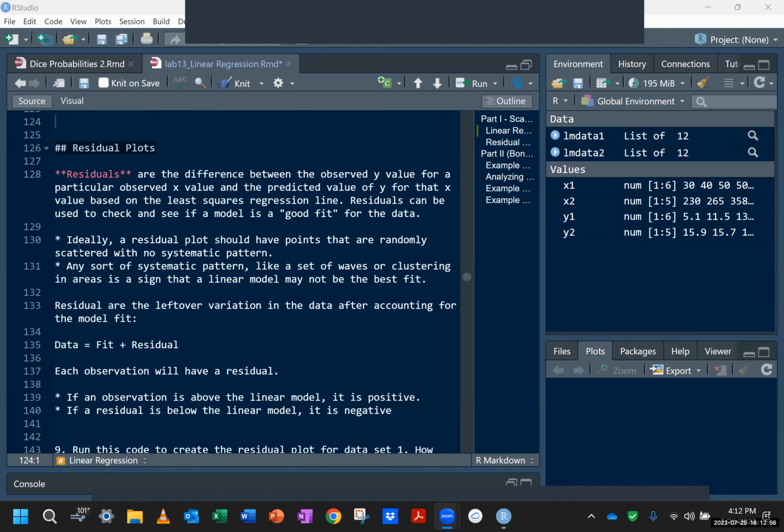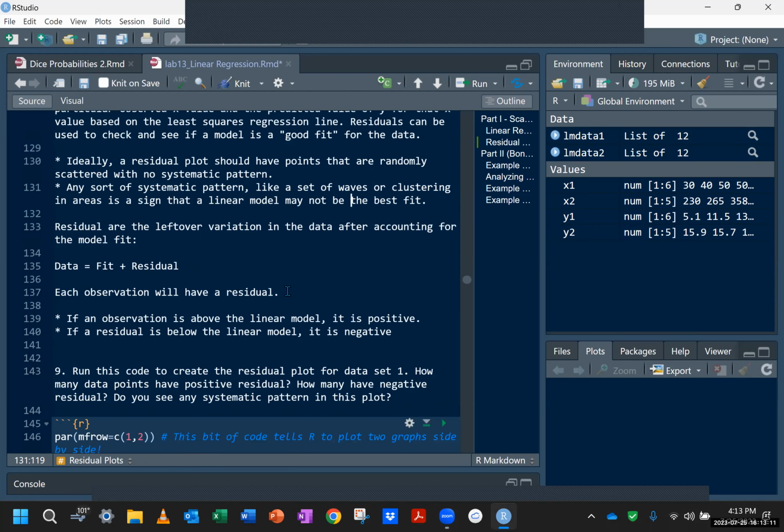Of note, when we find these residuals, we want to make sure these are randomly scattered. If there's any kind of systematic pattern, that shows that a linear model is not the best fit. That shows there's more going on that our model is not describing. And so here's how we describe what a residual is. We take our data itself, and it's the fit plus the residual. So another way to write it is the residual is the difference between your data and your fit.